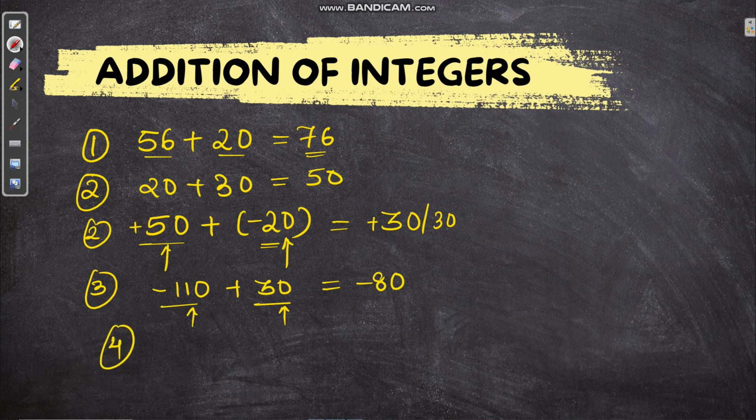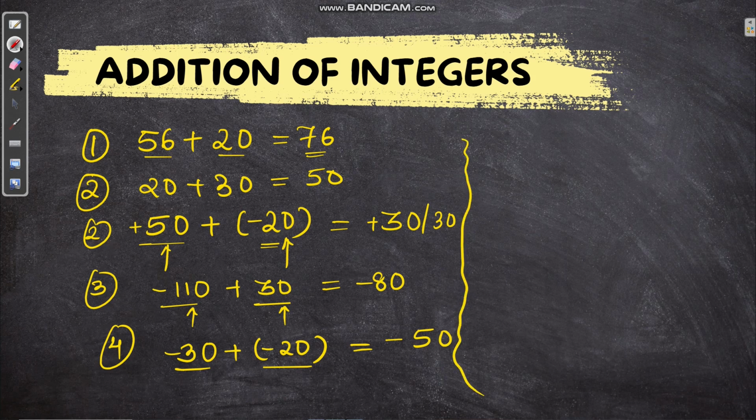Next example, minus 30 plus minus 20. Whenever you have two numbers with the same sign, you add them. 30 plus 20 is 50. Because both of them are negative, you put the same sign, that is minus 50. We'll solve a few more questions. 50 plus 35. Both the integers are positive, both have the same sign. Whenever they have the same sign in addition, you add them up, that is 85. The common sign is plus, so it will be plus 85.